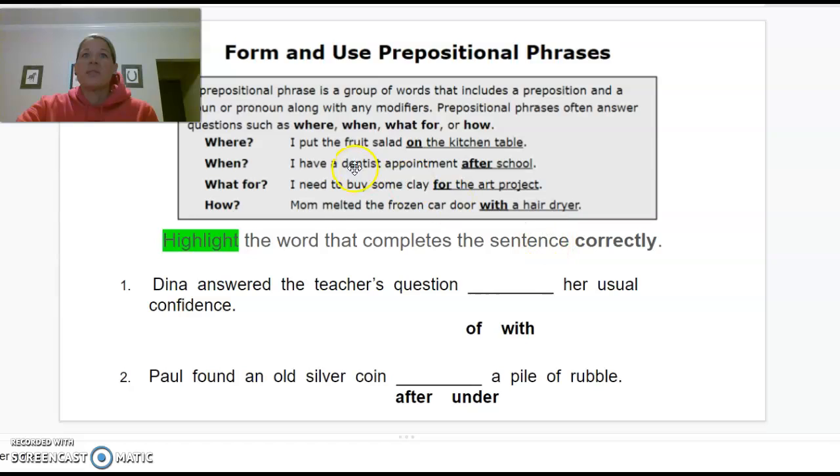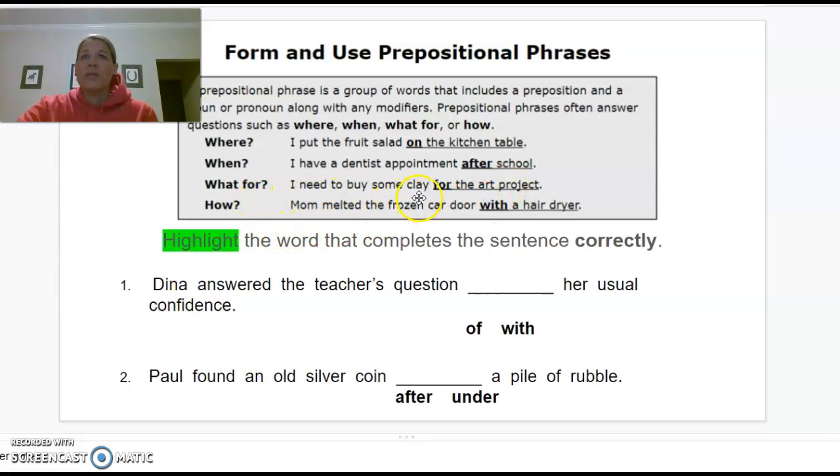So we have some examples up here of where something was put. I put the fruit salad on, that's our preposition, the kitchen table. So on the kitchen table is the prepositional phrase. When? I have a dentist appointment after school. So after school is the entire prepositional phrase. After is our preposition.